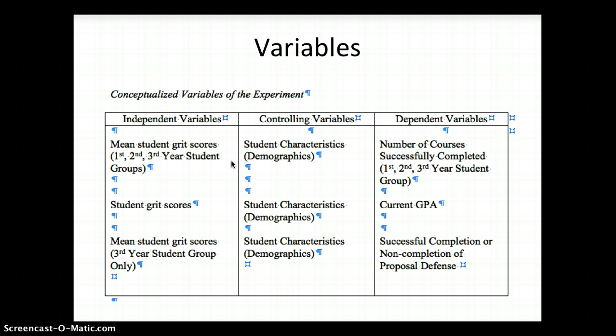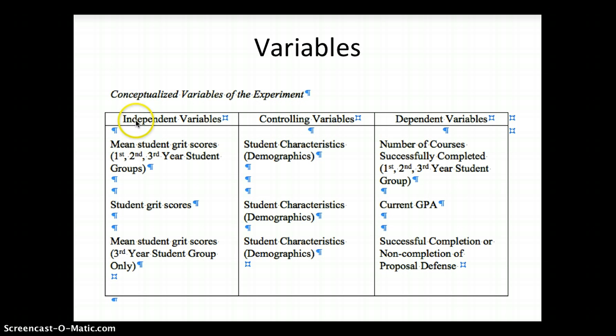So here is a table that may be useful for you in understanding one of the concepts we're talking about this week, and that is variables. This is a quantitative dissertation, and so quantitative dissertations conceptualize different parts of it as variables. You have your independent variables over here on the left-hand side, and your dependent variables on the right-hand side, or rather my right-hand side. And in the middle, something called controlling variables I'll talk about in a minute.